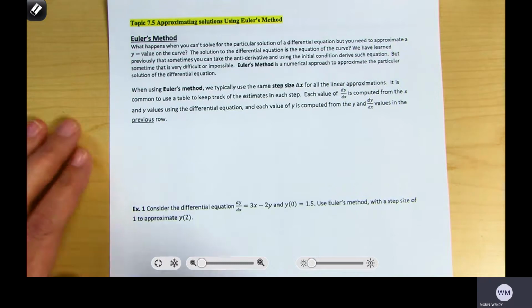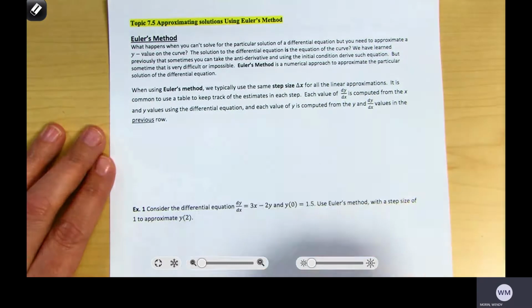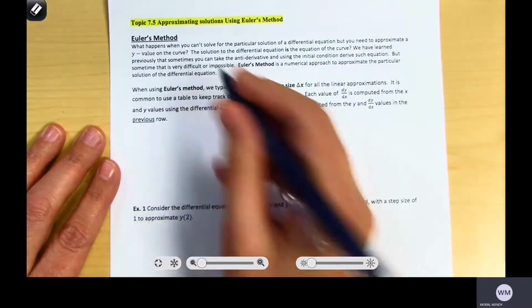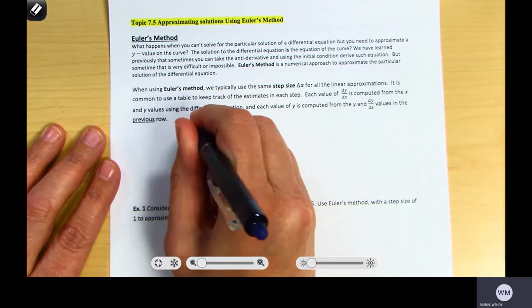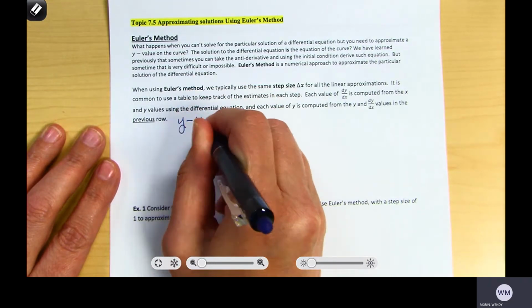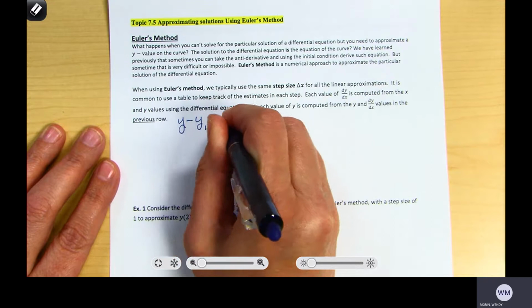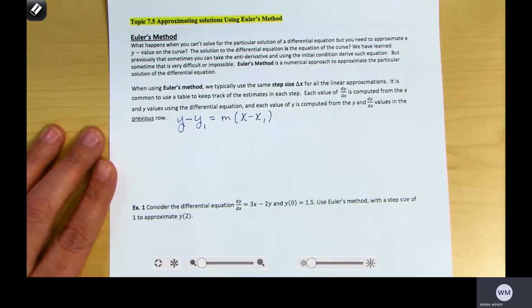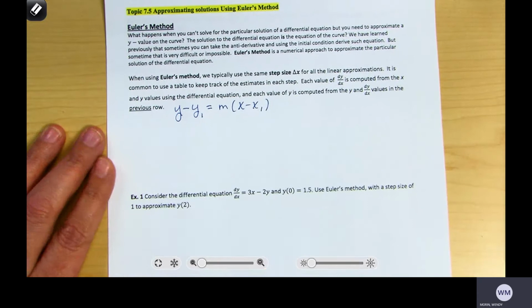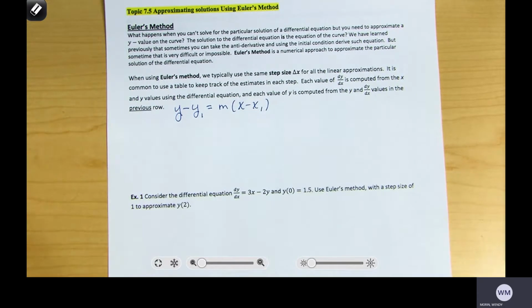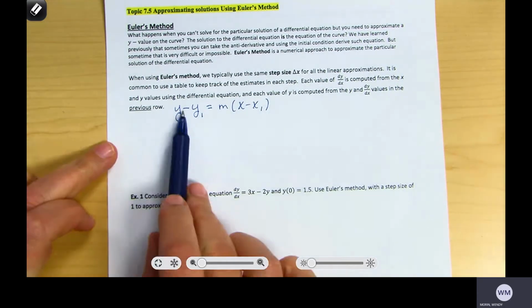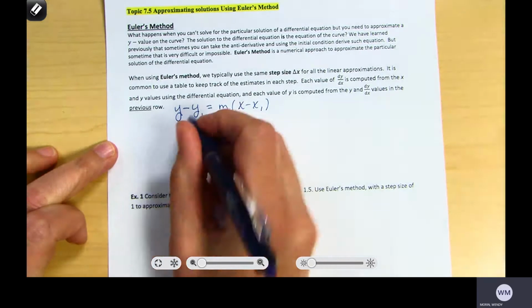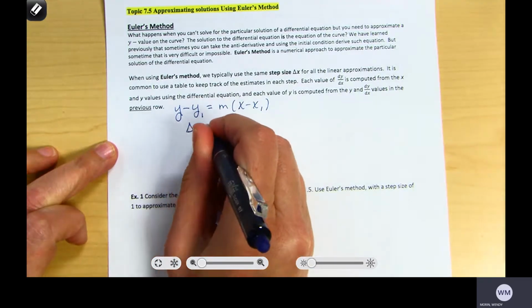So let's just take a look at something that we know from algebra. Okay, and this is going to help you remember Euler's method. So let me show you where it comes from. We have y minus y sub 1 equals m times x minus x sub 1. Hopefully that looks familiar to you. That is the point slope form of a line. Well, let's just call this change in y. So let's call it delta y.